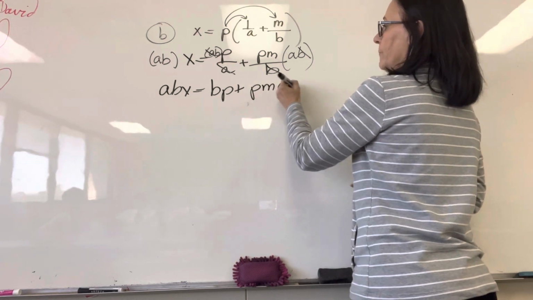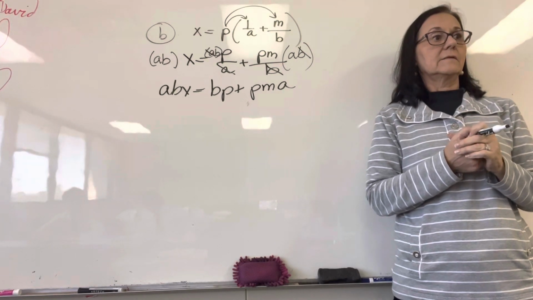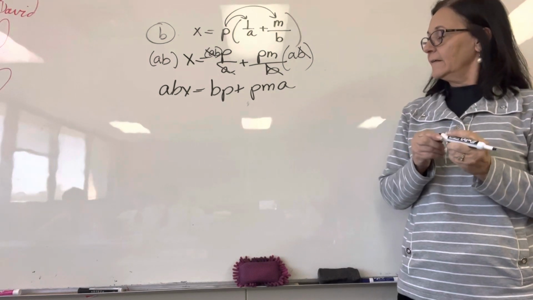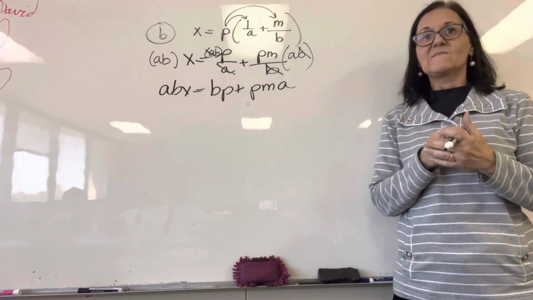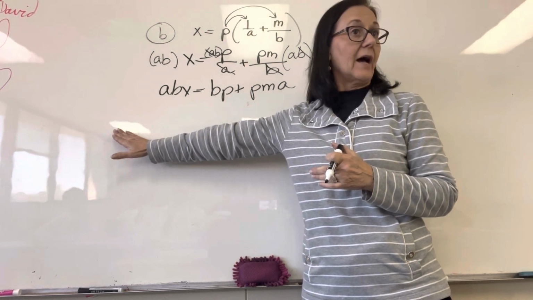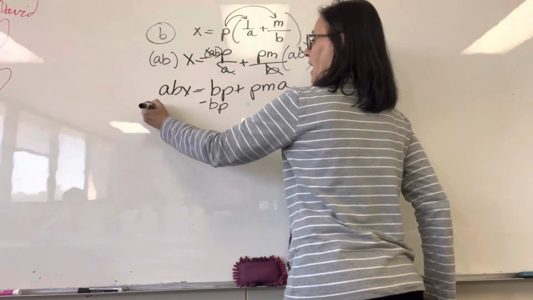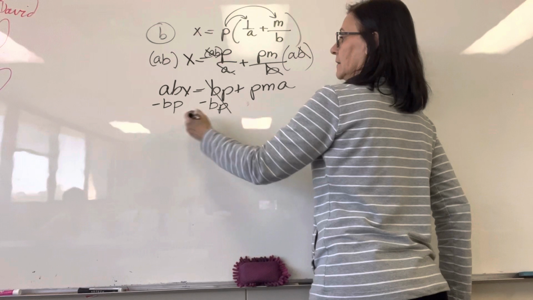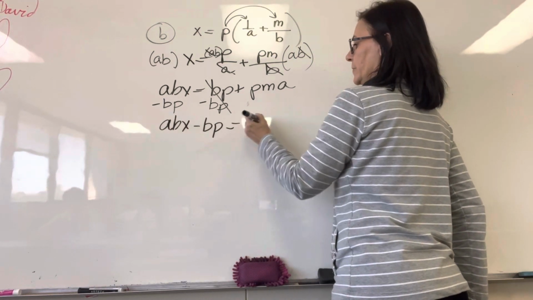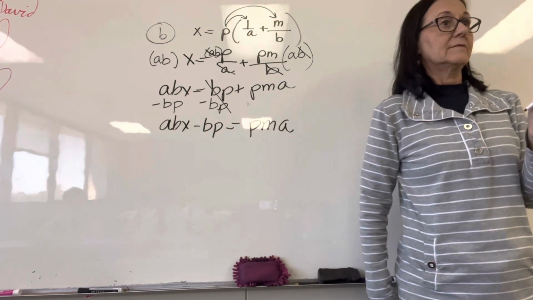Plus PMA. I want B equals, so what do I do next? Distribute or take out all the x's on one side, or the what do you? Yes, every term with a B in it on one side of the equal sign. So every term with a B in it to one side of the equal sign. So I end up with ABX minus BP equals PMA. Now, what do I do next?